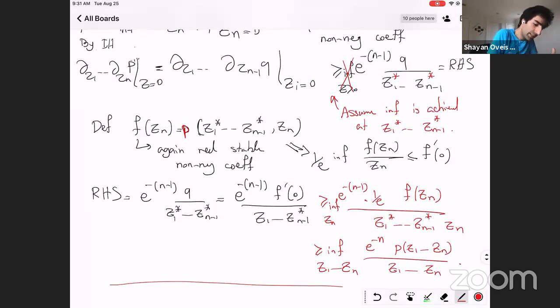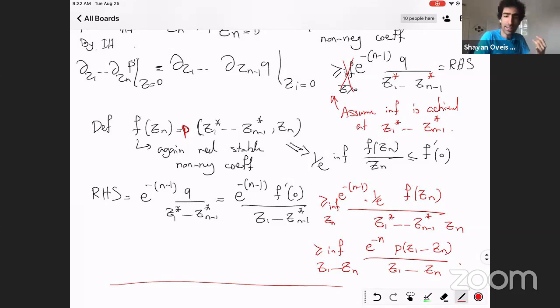So again, what I wanted to show you was that we're not using anything, oh, there are some questions. Good. Should it be P? Yeah, sorry, I fixed that. Thanks for the comments. I should have defined F as P of Z1 star up to Zn minus 1 star, comma Zn. So it should be clear now.